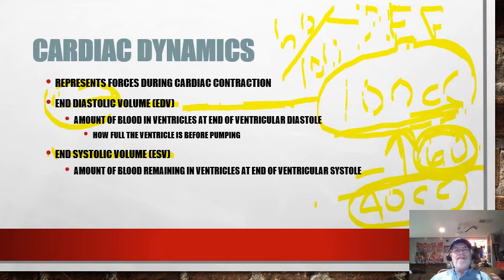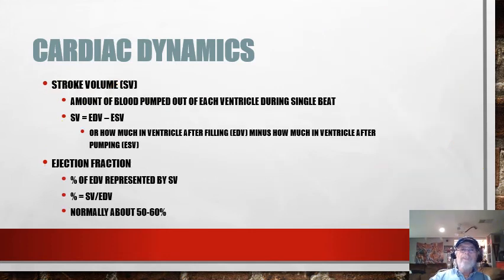If the heart has 100 cc's in it at the end of diastole when it's totally filled, and the heart pumps out 60 cc's, it means it's pumped out 60% of its volume. That 60% of its volume is called my ejection fraction, which means that I have 40 cc's still left inside the ventricle, and that's called my end systolic volume. So again, if I look at some of this cardiac dynamics, stroke volume is the amount of blood that's pumped out of each ventricle with each beat. So stroke volume equals the end diastolic volume minus my end systolic volume.